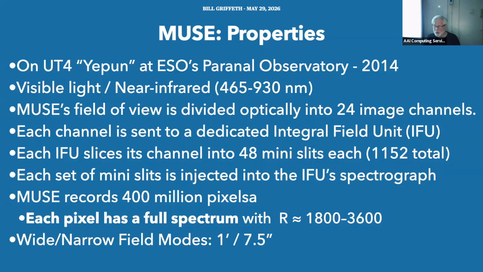And I should mention that MUSE has wide and narrow fields of view. The wide field has a 1 arc minute width, and the narrow field 7.5 arc seconds. There's 60 arc minutes in a degree. The full moon is half a degree wide.